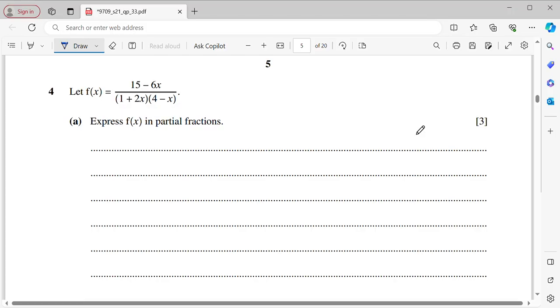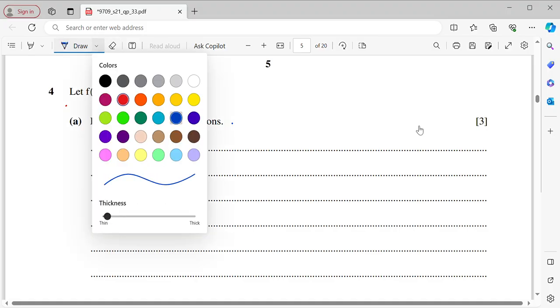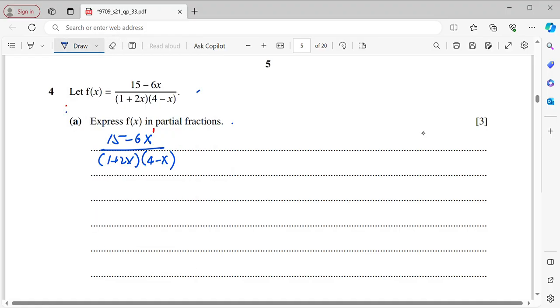Okay, now question number 4. Let f(x) equals to this rational function, express f(x) in partial fractions. So 15 minus 6x divided by 1 plus 2x multiplied with 4 minus x. So first of all, we have to check the highest degree in the numerator of the x is 1. But then for the denominator, when you do expansion, it will be degree 2. Okay, for the x, the highest degree of x in the denominator is 2. Therefore, this is a proper rational function. Hence, we can proceed with the partial fractions.